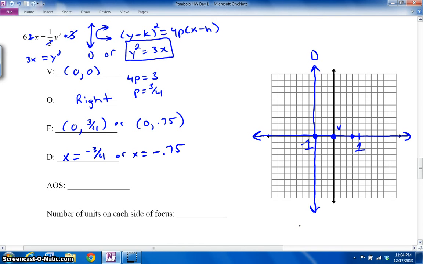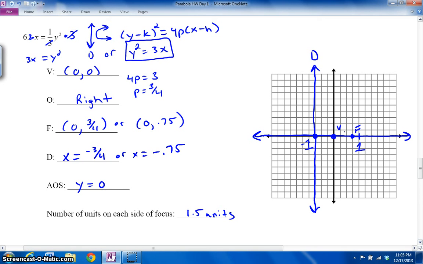The axis of symmetry is y equal to 0, the x-axis. Again, absolute value of our 4p. Our 4p equals 3, so it's really the absolute value of 3, which is a positive 3, is how wide our parabola is. And then if we divide 3 by 2, we get 1.5 units from the focus.